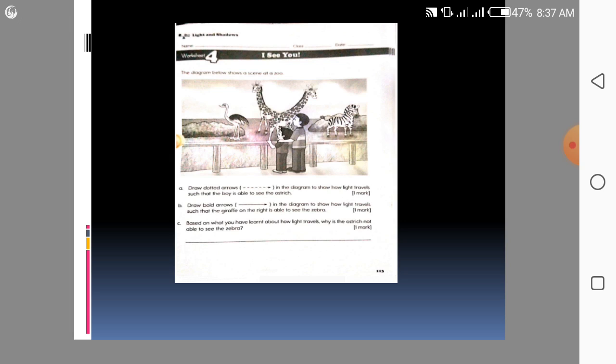Based on what you have learned about how light travels, why does the ostrich not see the zebra? You have to answer this. I hope you get all my points. If you have any problem, you can ask me.